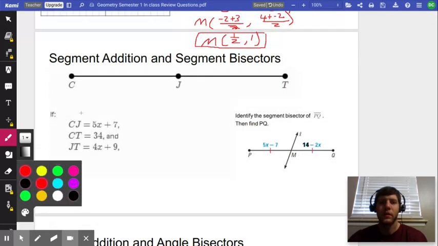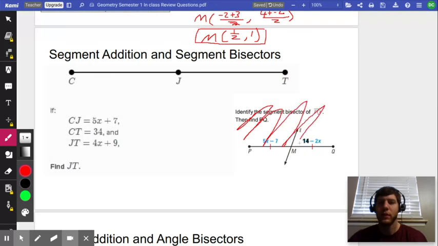All right, the second slide here, we're not going to do the bisector one. We didn't talk about that in class. Well, in the review in class, we did talk about it in topic 1, but we're taking it off there for the final. So here we have segment addition.